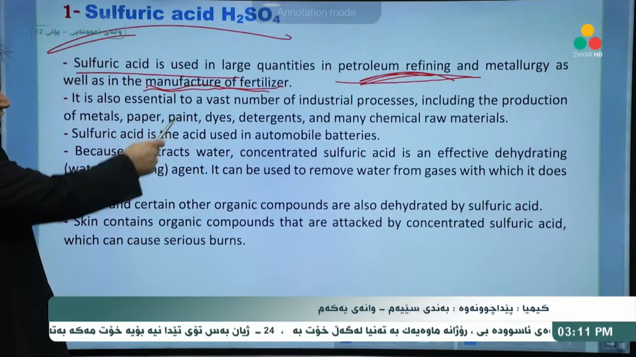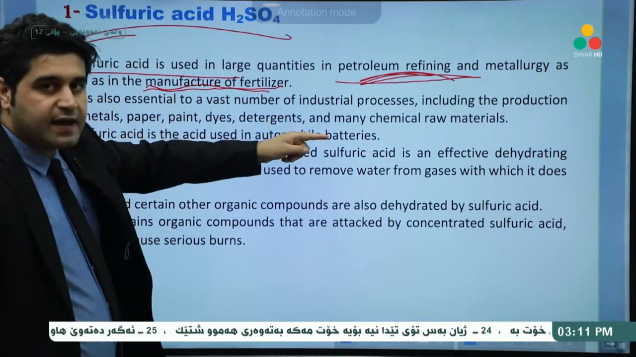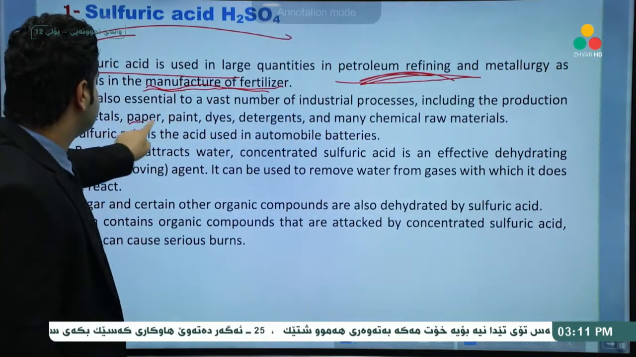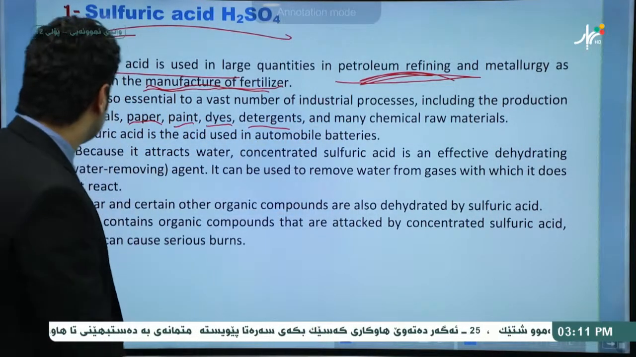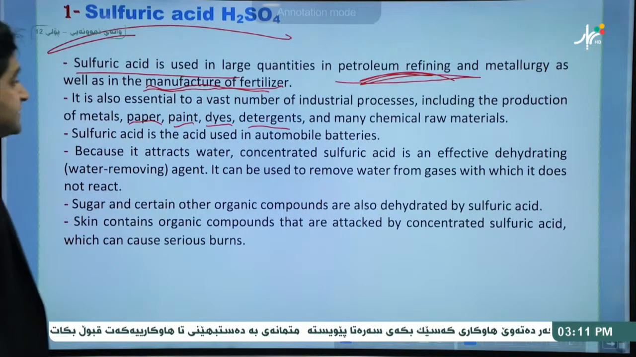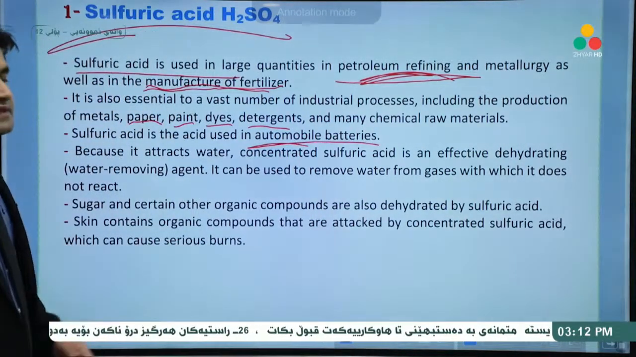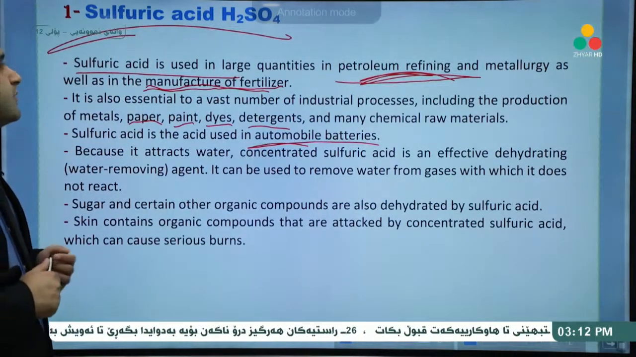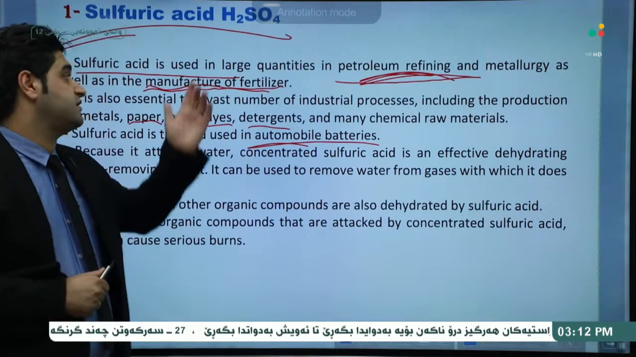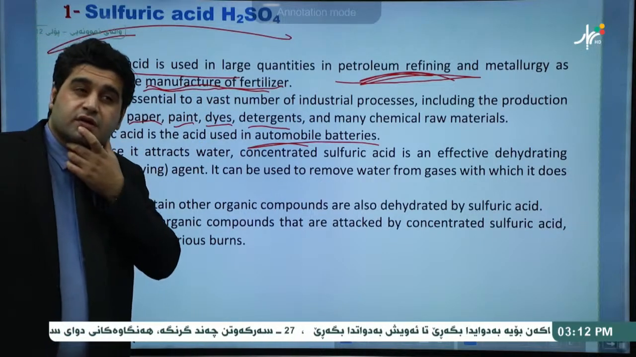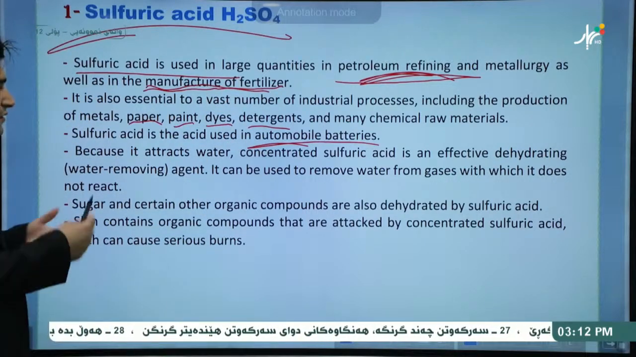It's also essential in industry for making paper, paint, dyes, detergent, and many chemical raw materials. Sulfuric acid is also used in automobile batteries. So what kind of acid can be used in automobile batteries? Sulfuric acid. In petroleum refinery? Sulfuric acid. To make fertilizer? Sulfuric acid.